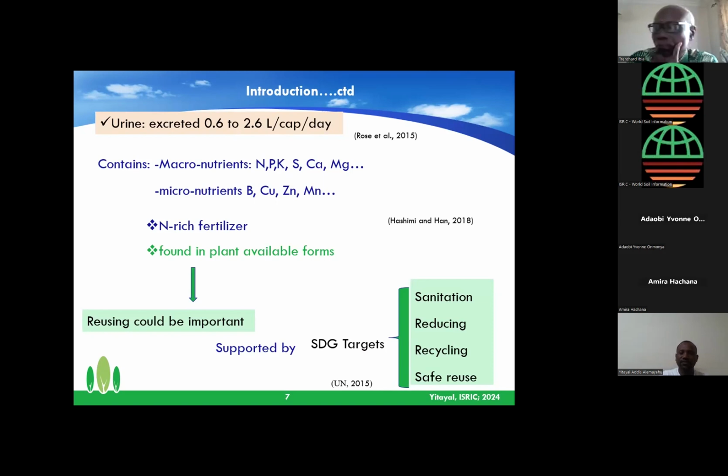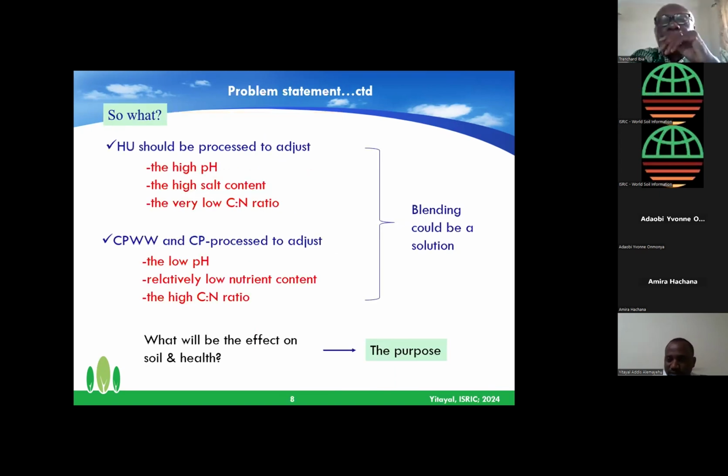So urine could be important, and of course supported by the sustainable development targets pertaining to sanitation, waste reduction, recycling, and safe reuse there. So what? We now have two substrates, the coffee waste and the urine. If we use hydrolyzed urine only, it has high pH, it has high salt content, and there is a very low carbon to nitrogen ratio, so that it will be difficult for the microorganisms to use.